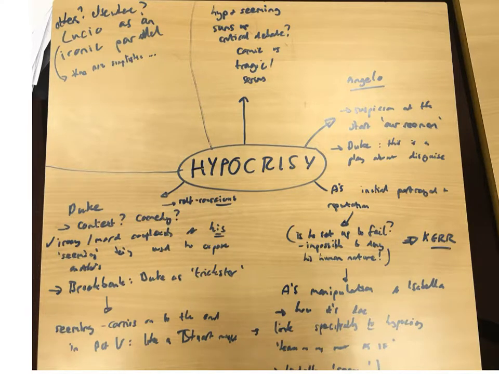Hello, Upper Sixth. Here's an illegible photo of an illegible diagram on the desk about the idea of hypocrisy and seeming in Measure for Measure. I'm going to talk through how I would approach an essay on this topic.